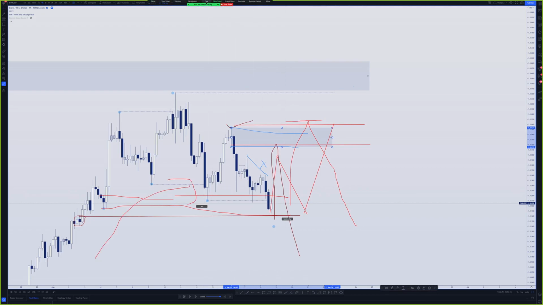I'm going to clear the screen because it's getting kind of messy. Where is it?